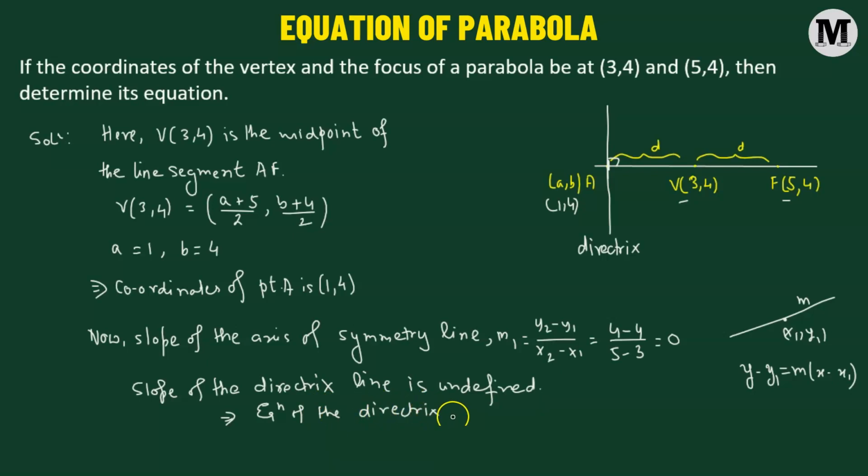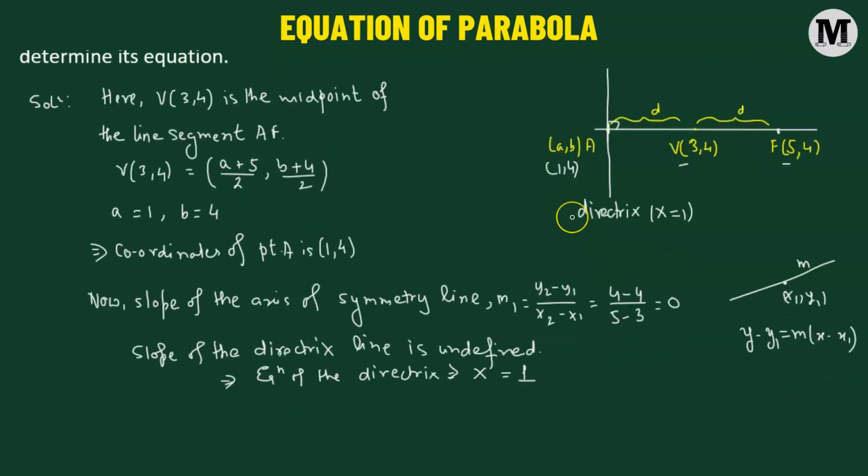This equation of the directrix is given by x equals the x coordinate of the point through which the directrix line passes. In our case, that's 1. So the equation of the directrix line is going to be x equals 1. Now we have the equation of the directrix line and the coordinates of the focus. Using only these two pieces of information, we can find the equation of the parabola.